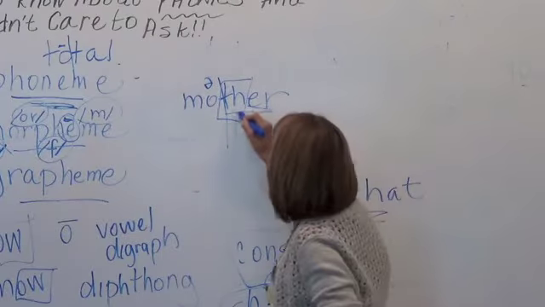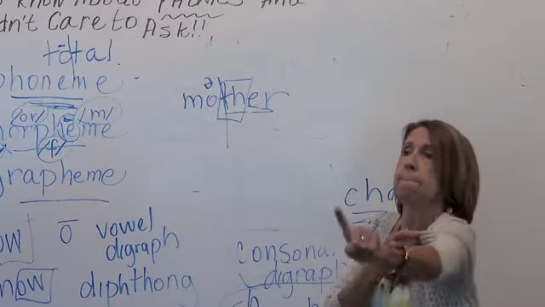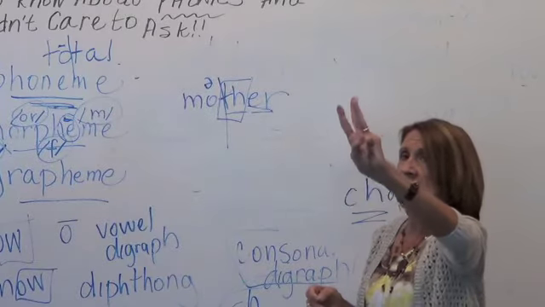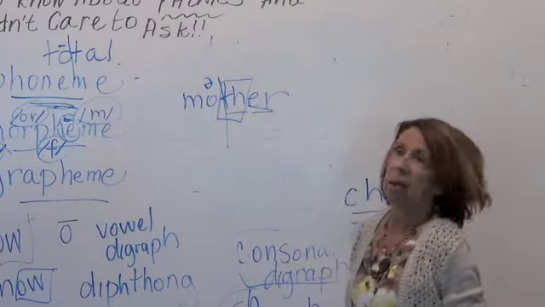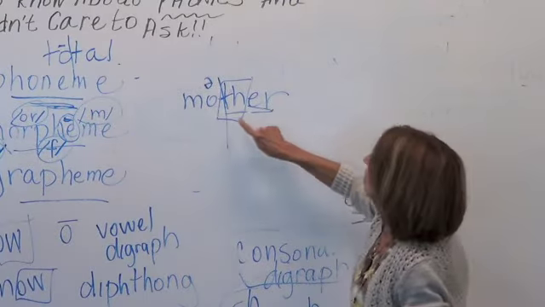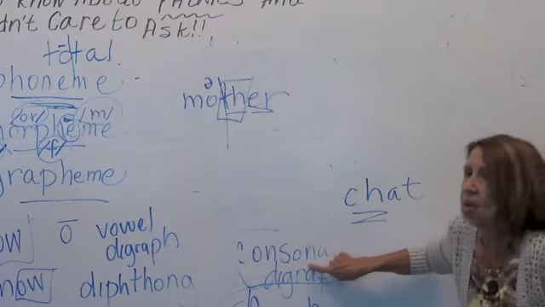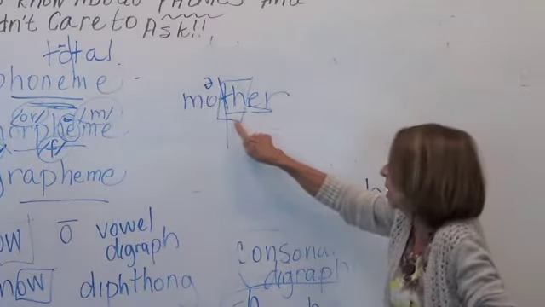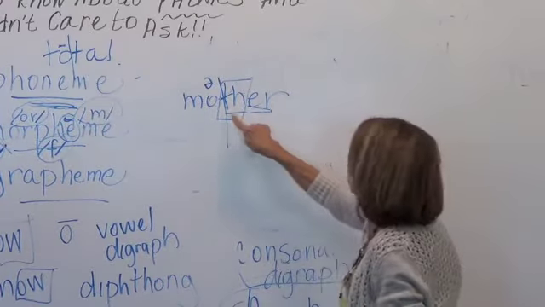So in mother, the TH is what? How many sounds in the word mother? More, because we've got tricky sounds here. We've got the schwa, we've got the TH, which is a consonant digraph because the TH makes one sound. We don't say mater.